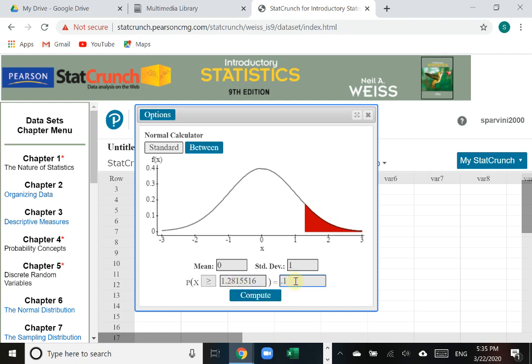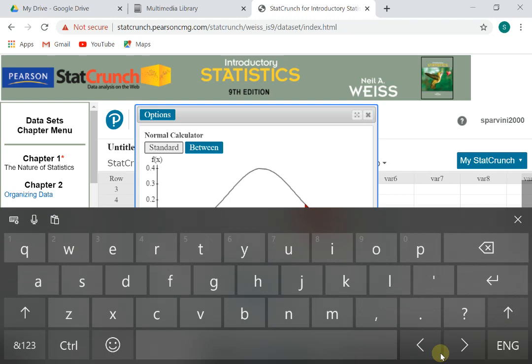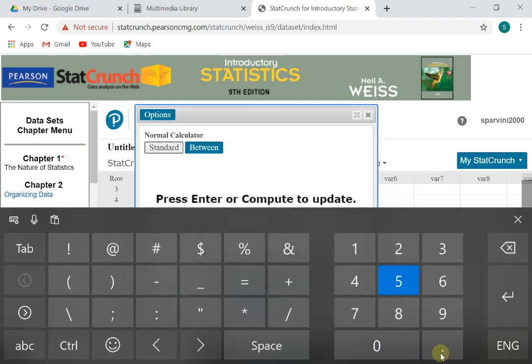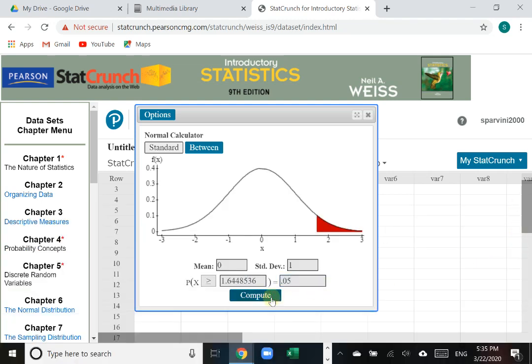Now, let's change that to 0.05. So we're going to make the area a little smaller. So I'm just going to go back and change it to 0.05. Okay. Compute. Notice the area is getting smaller. The probability is getting smaller. And consequently, the z-scores are getting bigger. So the z-score we're going to use is 1.645. Okay, I will write these down on my OneNote in a few moments.